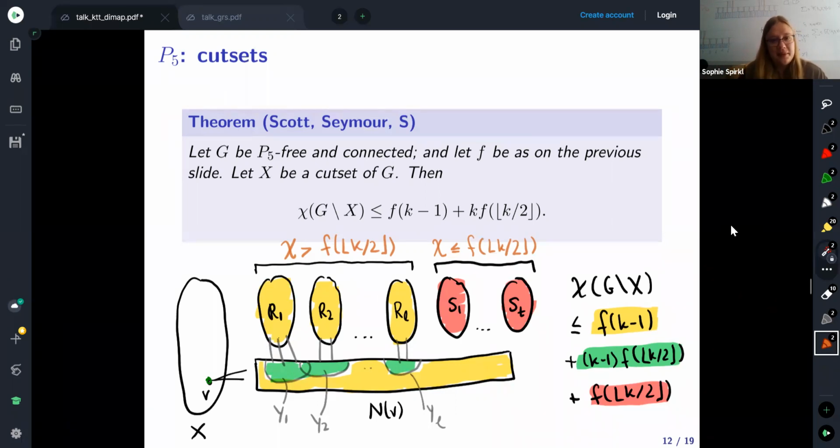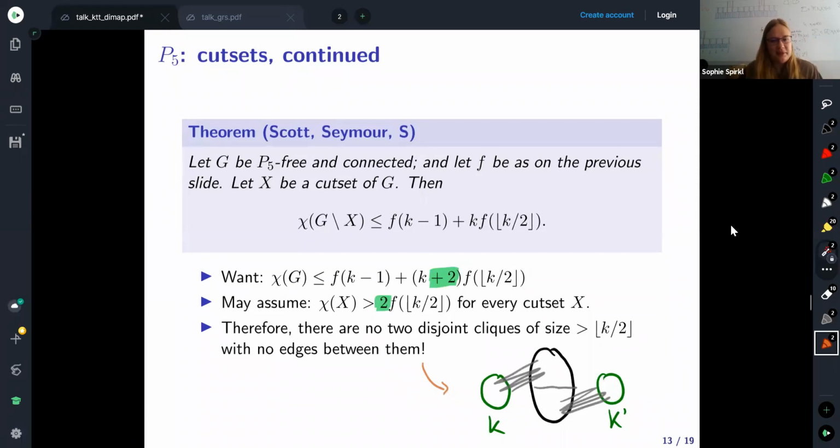Let's go to the second half. So for the second half, we now have a +2 here to play with, which tells us, since we just proved that stuff not on the cut set has chromatic number at most this without the +2, that each cut set has size more than 2 f of k/2. And there's one immediate thing we can say about this, which is there are no two disjoint cliques of size more than k/2 with no edges between them. Because if there are, here they are, and there has to be a cut set separating them because there are no edges between them. So certainly all the rest of the graph is a cut set separating them.